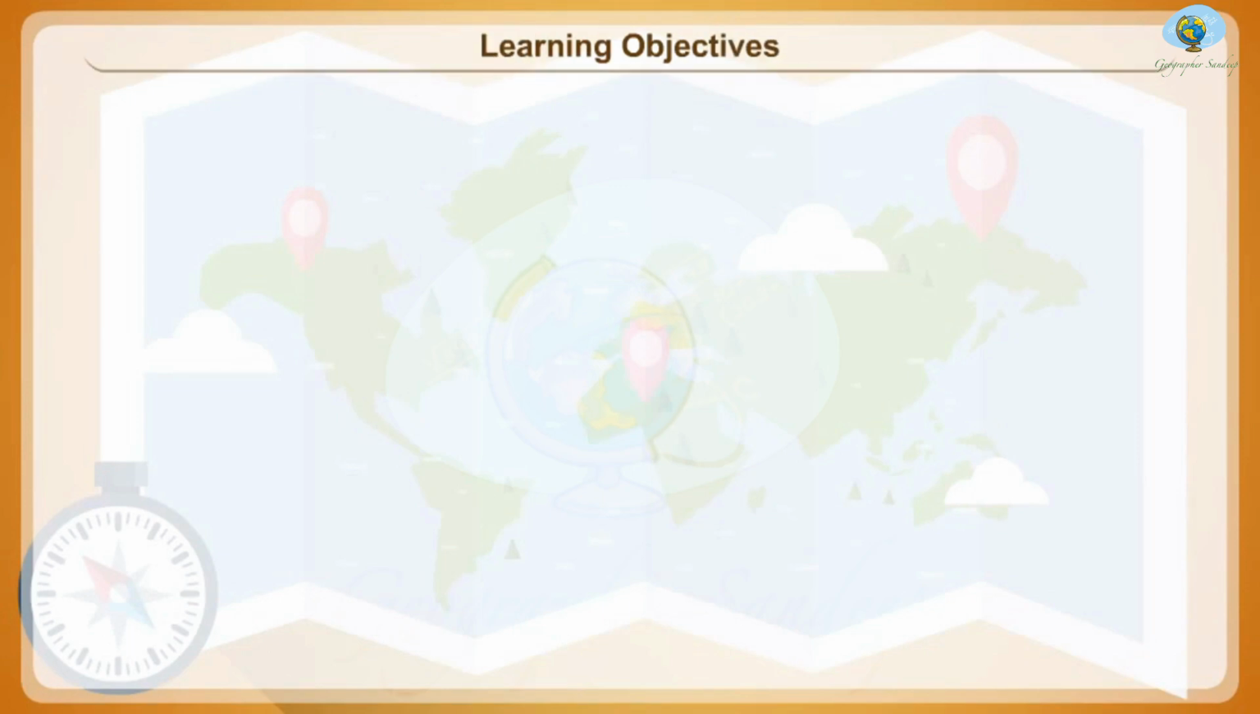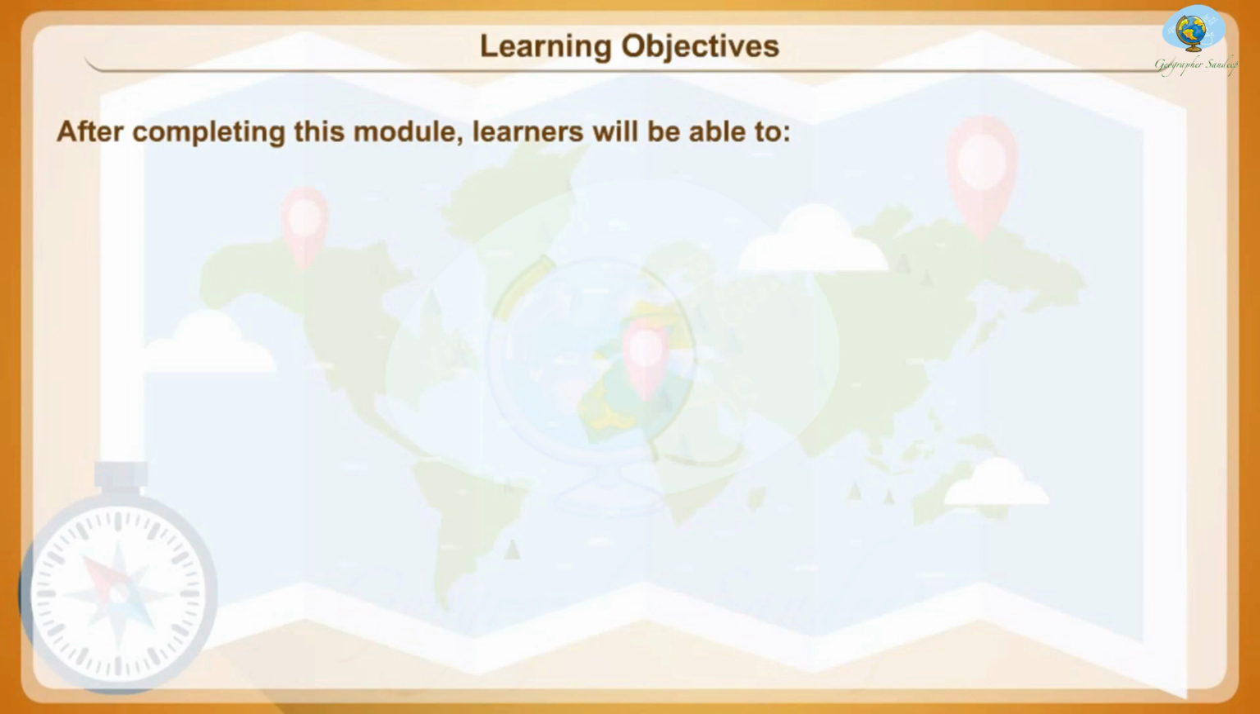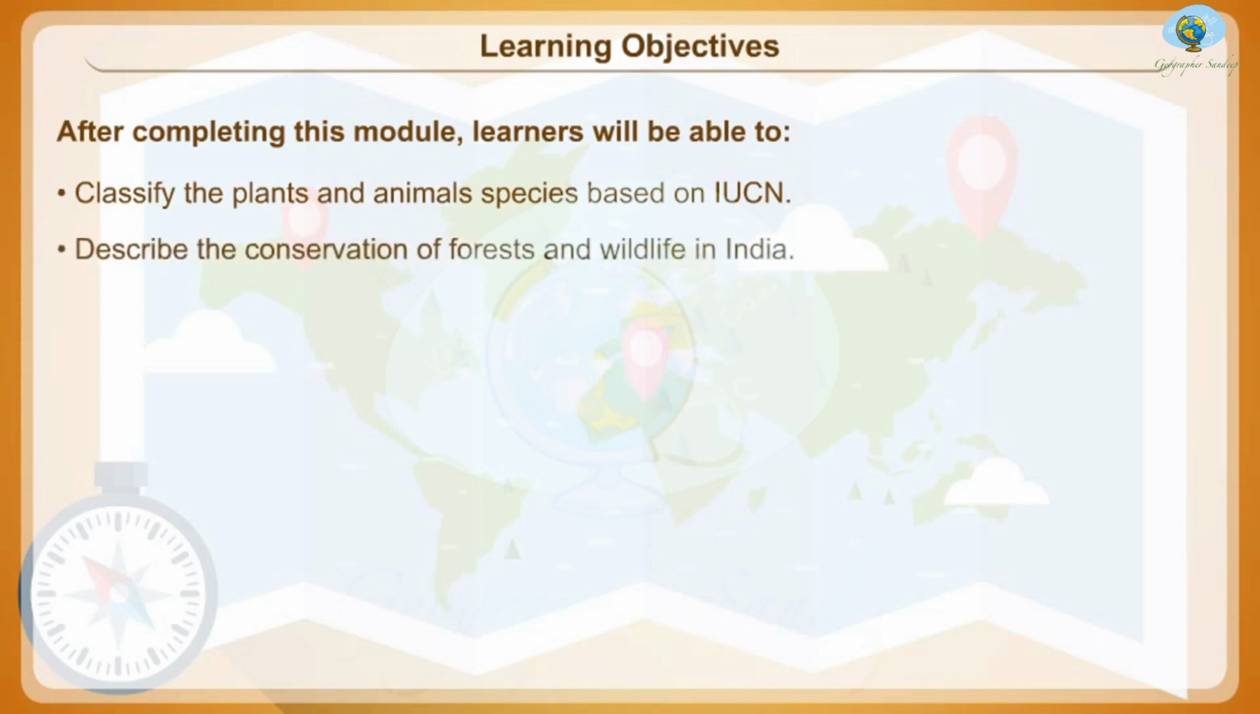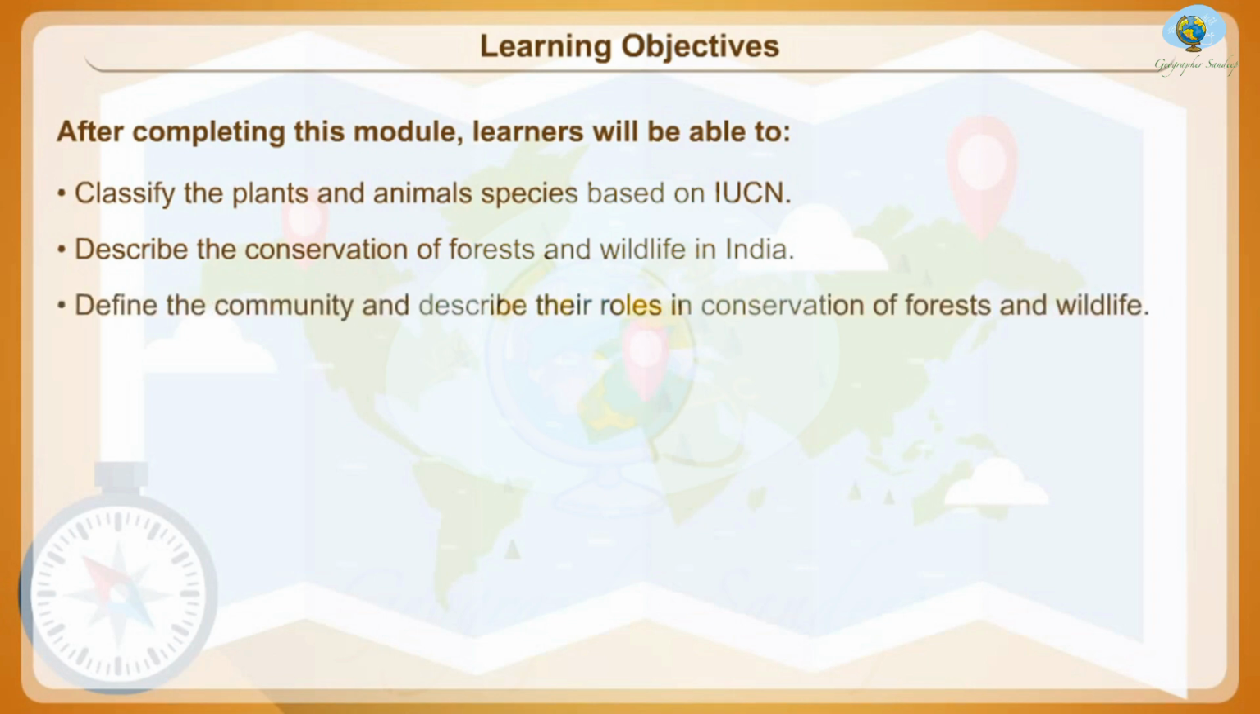Learning objectives. After completing this module, learners will be able to classify the plants and animal species based on IUCN, describe the conservation of forests and wildlife in India, define the community and describe their roles in conservation of forests and wildlife.